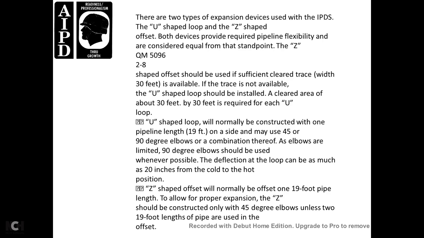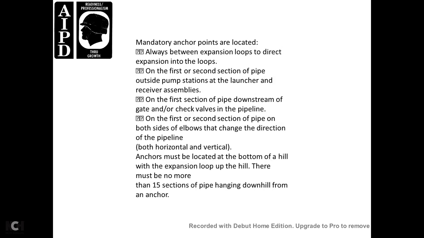The U-shaped loop would normally be constructed with pipe 19 feet on the side, and may be made using 45 or 90 degree elbows, or a combination thereof. The 90 degree elbow should be used whenever possible. The deflection of the loop can be as much as 20 inches for the cold position. For the hot position, the Z-shaped offset will normally offset 1 foot per 15-foot pipe to allow the proper expansion. The Z should be constructed only with 45 degree elbows unless 2 of the 19-foot lengths of pipe are used in the offset.